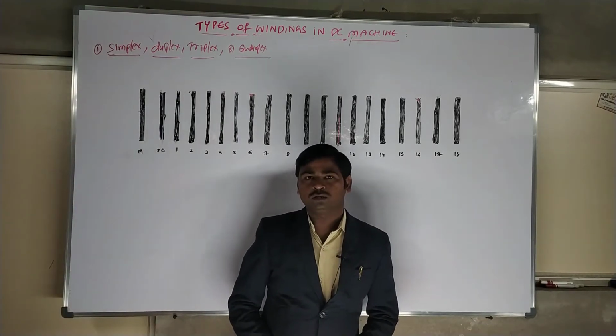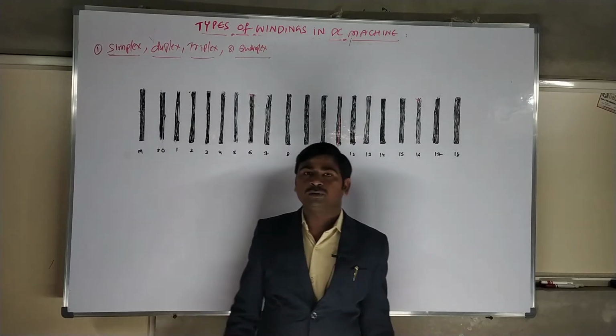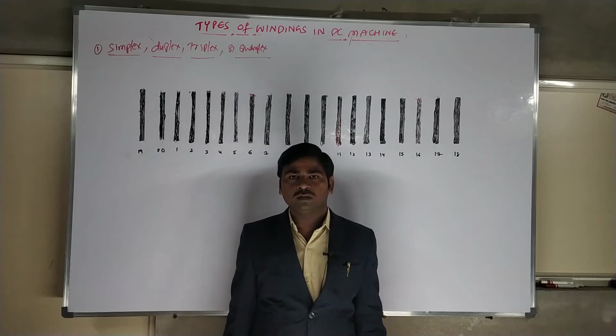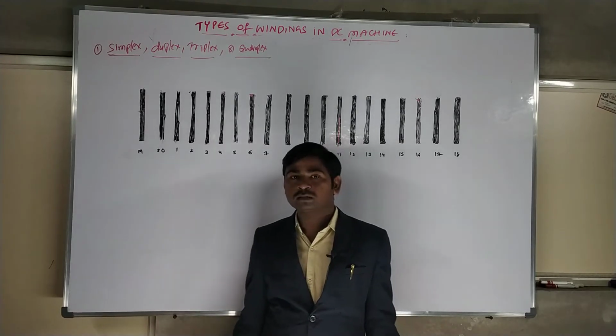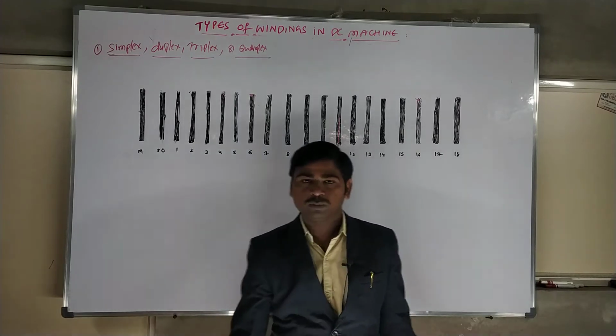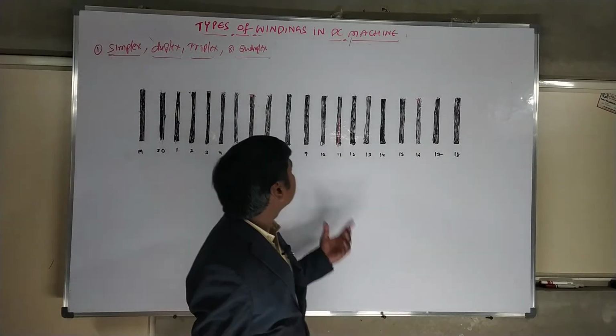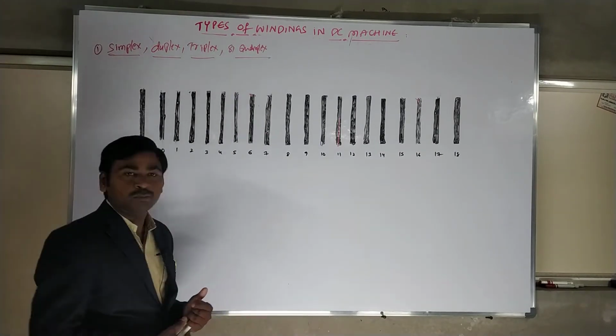Today we have to see the important things inside the windings. In the previous classes we covered lap winding and wave winding. Inside lap and wave winding, we have simplex lap winding, duplex lap winding, triplex lap winding, and quadruplex lap winding. There are 4 or 5 different types of windings. So let us see a simplex winding.